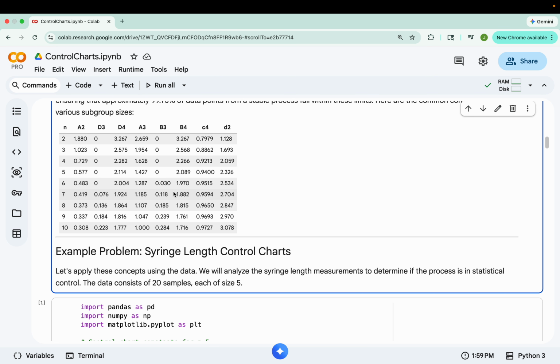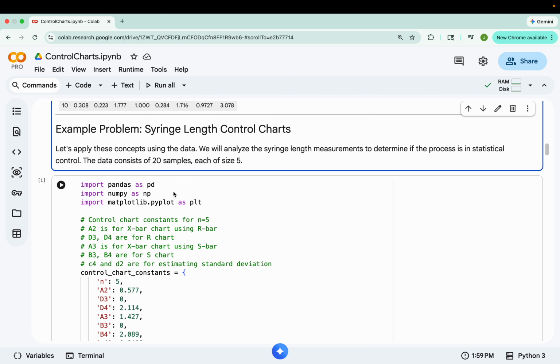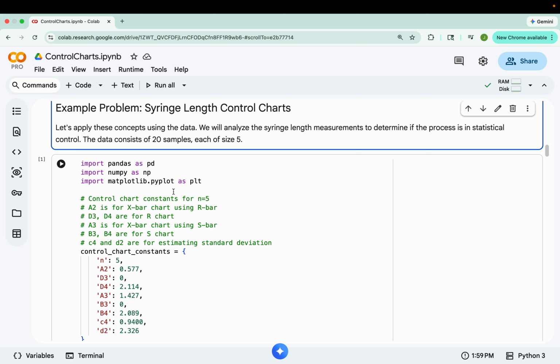Okay. So the example that we're going to consider is the syringe length control charts. And we're going to produce the X bar chart, the range chart, and the S chart. In this example, people are going to measure the syringe length, and the quality control engineer is going to collect 20 samples over time. So in the first sample, say week 1, they collect a sample of size 5 and record the measurements. Then in week 2, they take a sample of size 5 and record the measurements. They repeat this for 20 weeks.